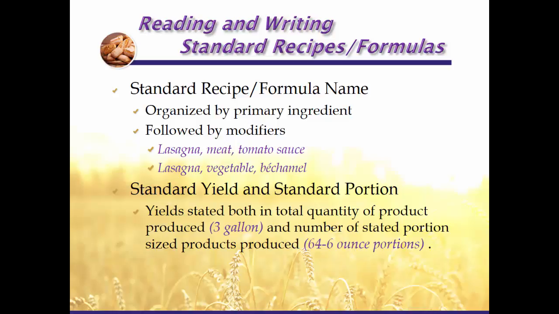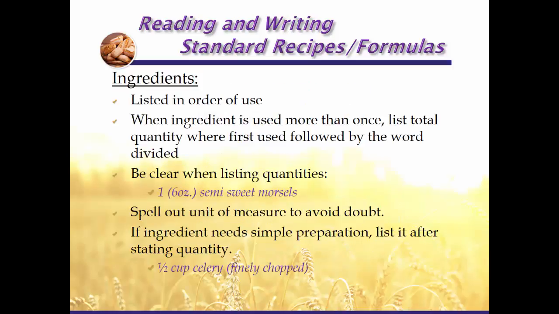Standard yield and standard portion. Yield is stated both in quantity of the product, like 3 gallons, and number of stated portion size of the products produced, like 64 6-ounce portions. Continuing with ingredients, these must be listed in the order of use. When ingredients are used more than once, list the total quantity where first used, followed by the word divided.